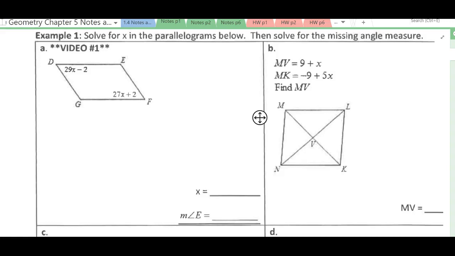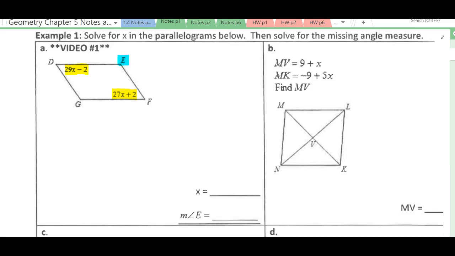In this video, we're going to continue talking about parallelograms. We're going to look at an example problem here, example 1, part A. The first thing we notice is that we have a pair of opposite angles in the parallelogram that are marked, and we want to solve for x, and we want to solve for the measure of angle E. So be careful, because this is the angle we want to find here, so we'll have to figure out how to do that when we get to the end.